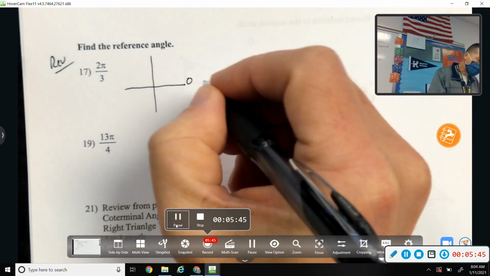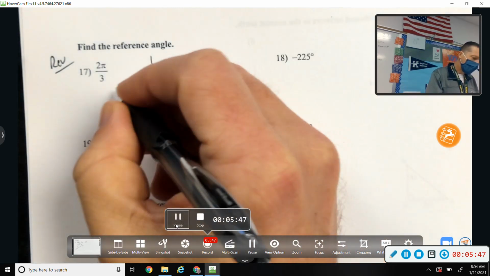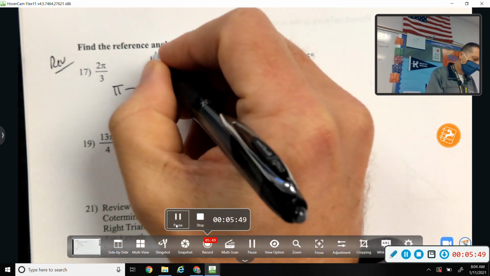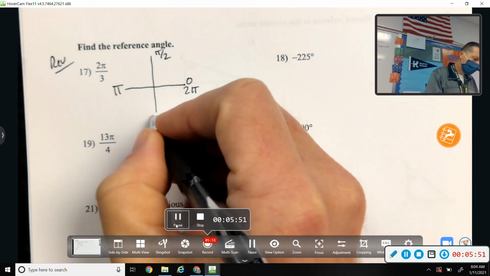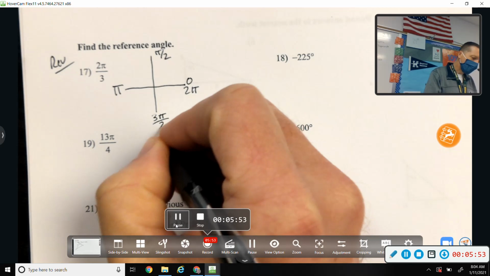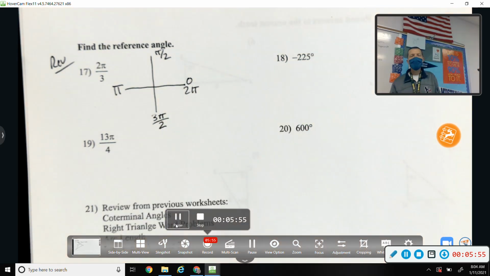Let's see, there's 0 and 2 pi. Halfway around is pi. Half of that's pi over 2. And that bottom one is 3 pi over 2. Again, you don't have to label those every time, but if it helps you place 2 pi over 3, it doesn't take long and it might be worth it.